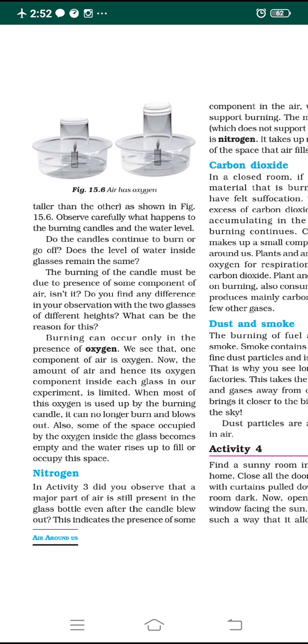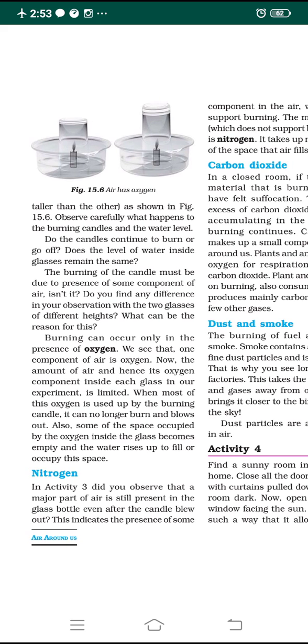So the burning of the candle must be due to the presence of some component of air which is present in it, isn't it? Yes. So when you cover it, you will find differences in your observation with the two glasses of different heights. What can be the reason for this? Why have we taken glasses of two sizes?